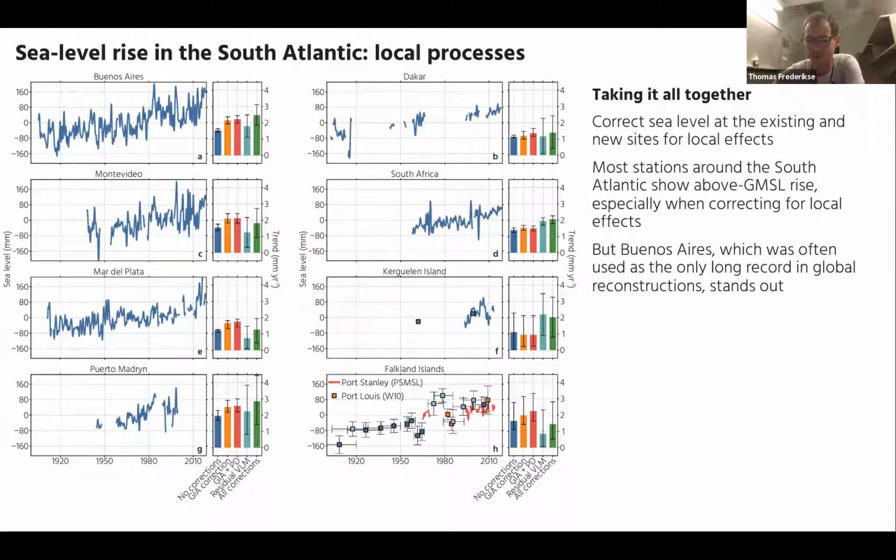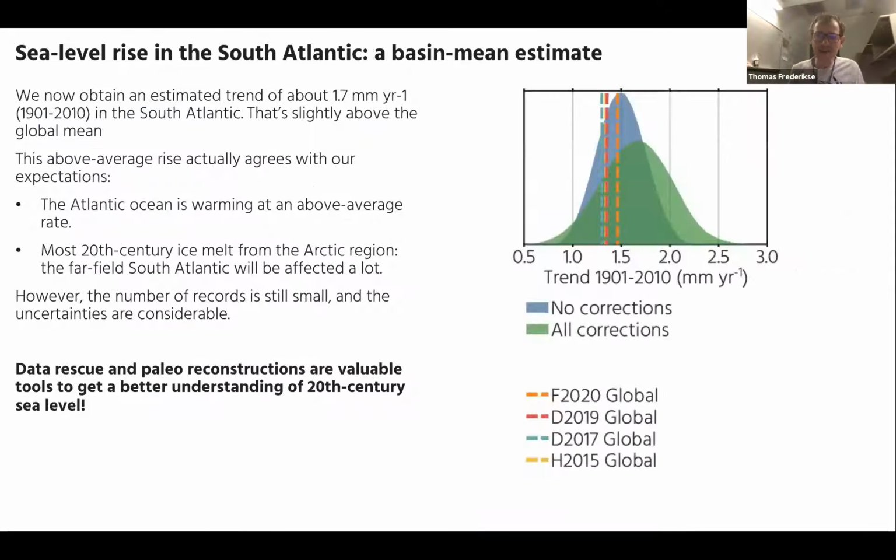So by adding more of them, we should get a more accurate estimate. And that is what we tried here. Here we try to reconstruct sea level in the South Atlantic as a whole, and it's still very uncertain. This is like a PDF, an uncertainty distribution. Blue is without any corrections, and in green we start correcting for all these local processes.